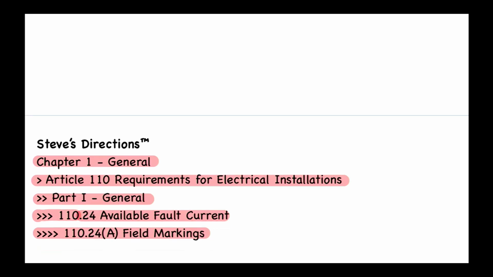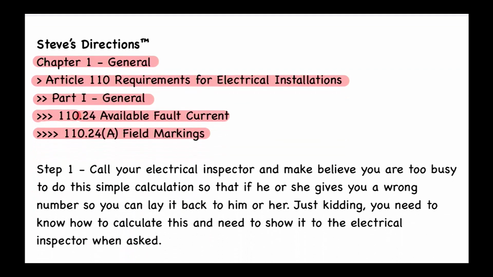All right, so let's continue and see what we got in our textbook here. So here's step 1. Here's what you do. You call the electrical inspector and make believe you're too busy to do this simple calculation so that if he or she gives you a wrong number, you can lay it back on him or her. Just kidding. You need to know how to calculate this and need to show it to the electrical inspector when asked.